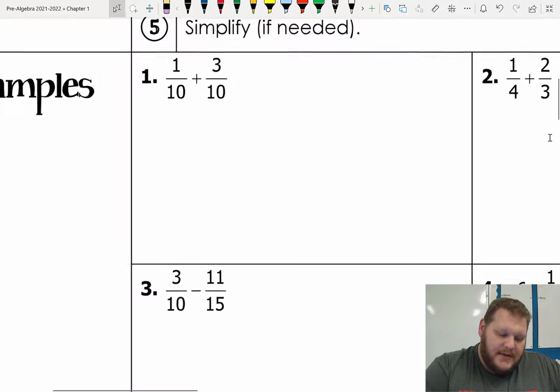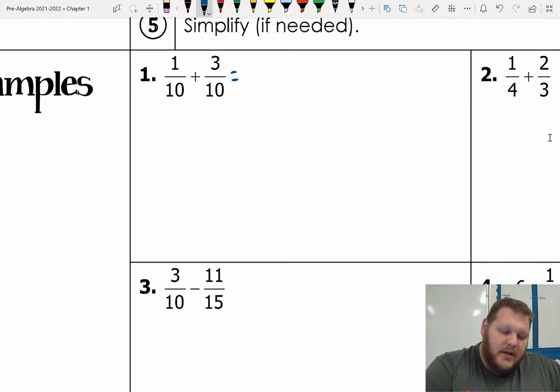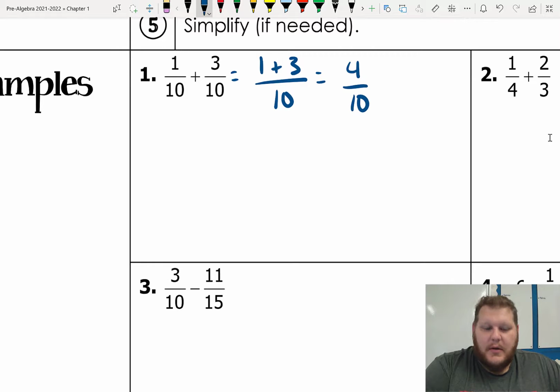Jumping into this first example for number 1, if we have 1/10 plus 3/10, because they already have a common denominator, they're both in terms of 10, all I have to do is add the numerators. So 1 plus 3 over 10. Combine them together, that gives me 4 over 10.